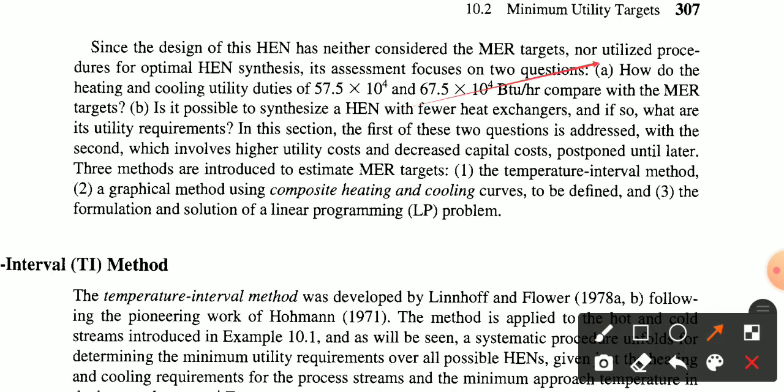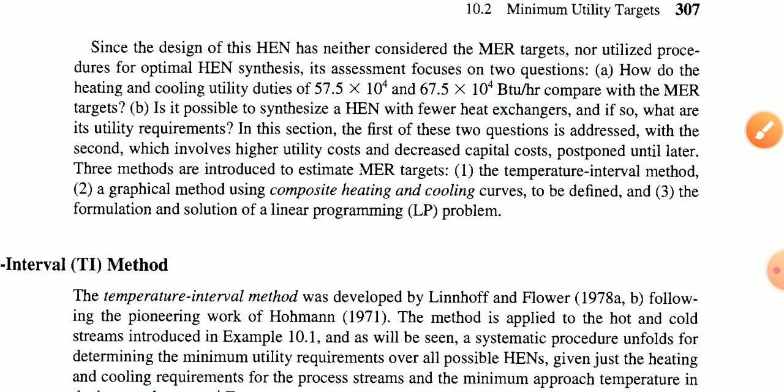How do the heating and cooling utilities duties of 57.5 × 10^4 and 67.5 × 10^4 BTU per hour compare with the MER, minimum energy requirement? Okay, marginal vapor rate we have seen.